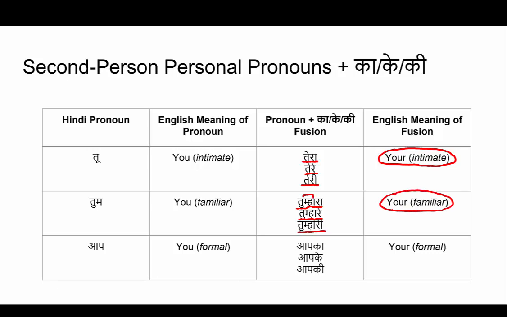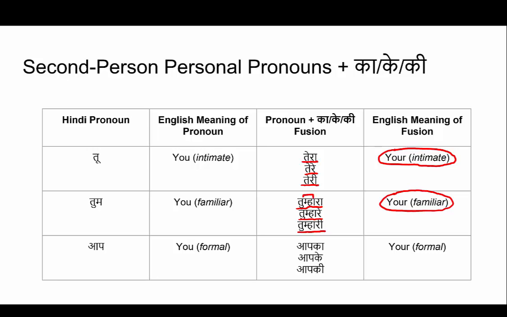By now, you should be sensing a pattern regarding which pronoun fusions are used for possessing a masculine singular noun, which fusions are used for possessing a masculine plural noun, and which fusions are used for possessing a feminine noun. So here's a rule for all possessive pronouns. If the noun being possessed is a singular masculine noun, we use the possessive pronoun ending in an ah sound.